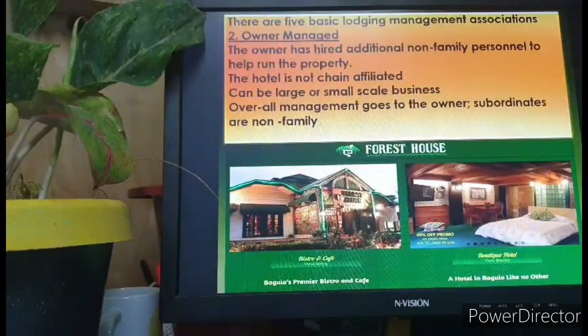The second one is the owner managed. The owner has hired additional non-family personnel to help run the property, so therefore it's not part of the family, so they will hire other employees. The hotel is not chain affiliated, can be large or small scale business. Overall management goes to the owner, subordinates or non-family.